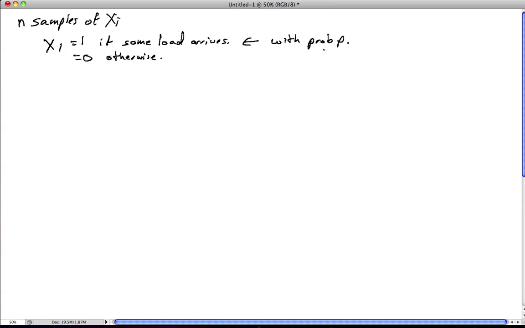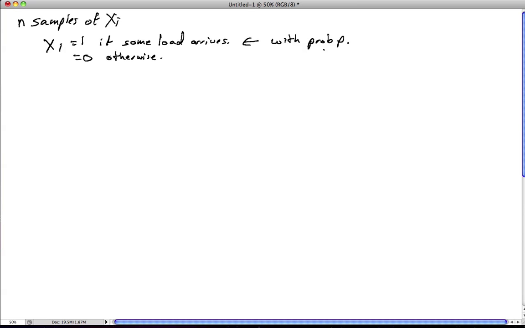Now, what I want to know is, if we actually observe the x's, can we figure out what the p is? Suppose we didn't know the p to begin with. So let's just think about it first. If we have 1,000 samples, and about 500 of them are ones, and the other 500 are zeros, what do you think the p should be? Intuitively, it's pretty clear that the p that you should estimate in that case is 1/2.